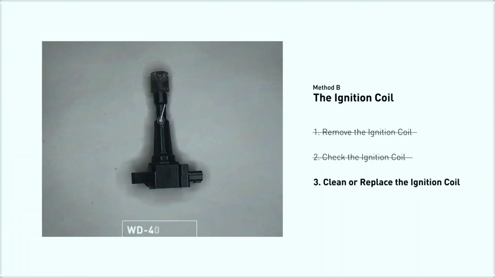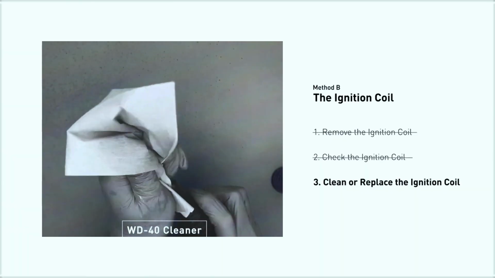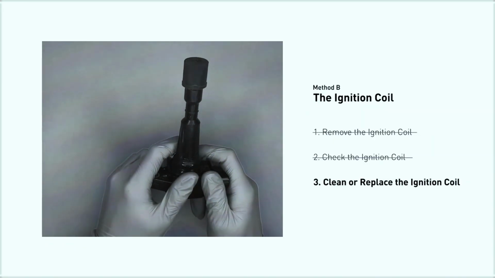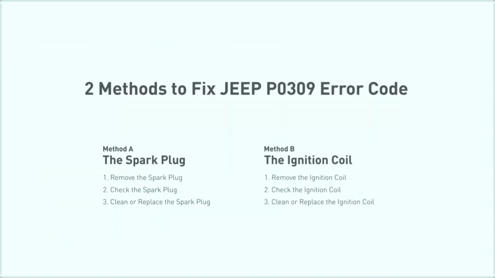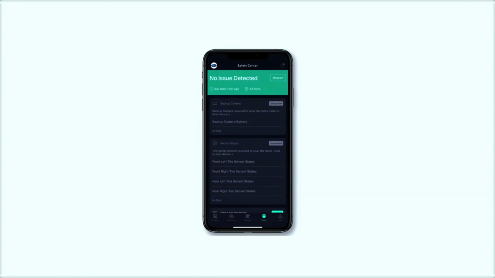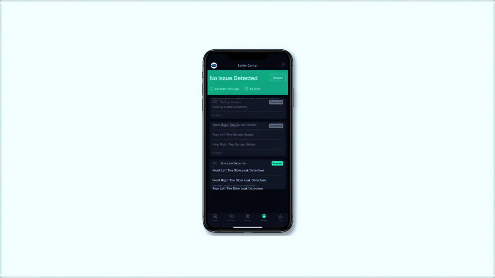If the ignition coil is covered with engine oil or stains, simply clean it with a WD-40 cleaner. Otherwise, replace the damaged ignition coil with a new one. So here are two of the most practical solutions to fix Jeep's P0309 error code. After the repair, you can now use the OBD2 scanner to clear the error code, and tap the rescan button one more time to make sure everything is fine with your vehicle.